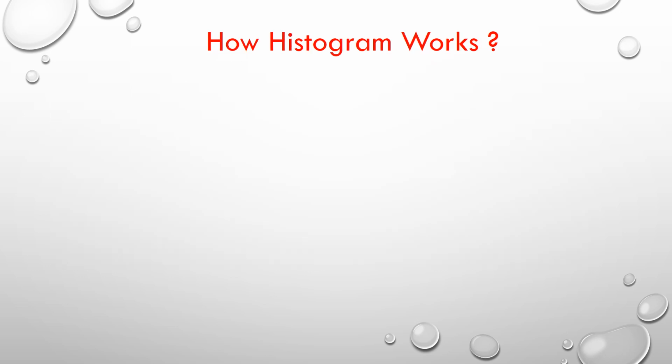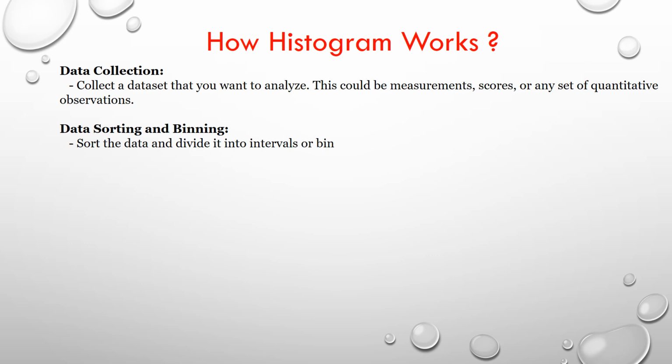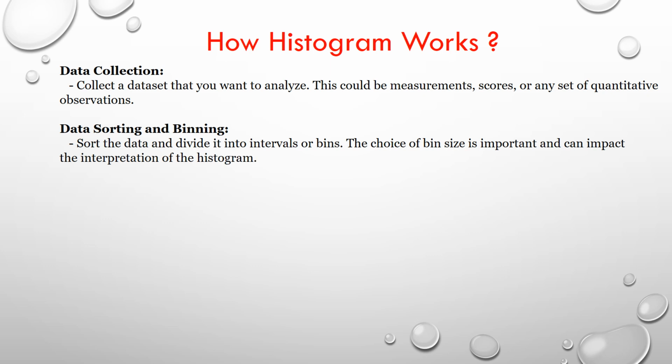Next, let's discuss how histogram works. First is data collection. Collect a dataset that you want to analyze. This could be measurements, scores, or any set of quantitative observations. Second is data sorting and binning. Sort the data and divide it into intervals or bins. The choice of bin size is important and can impact the interpretation of the histogram.